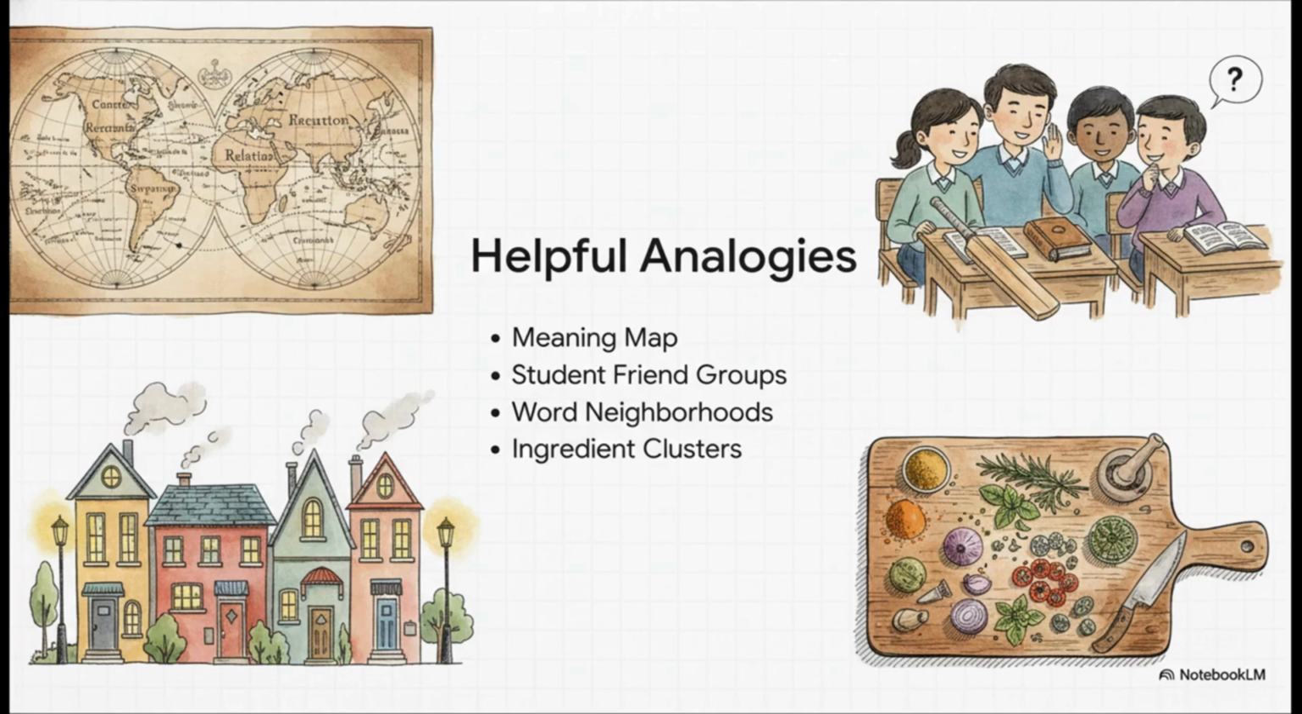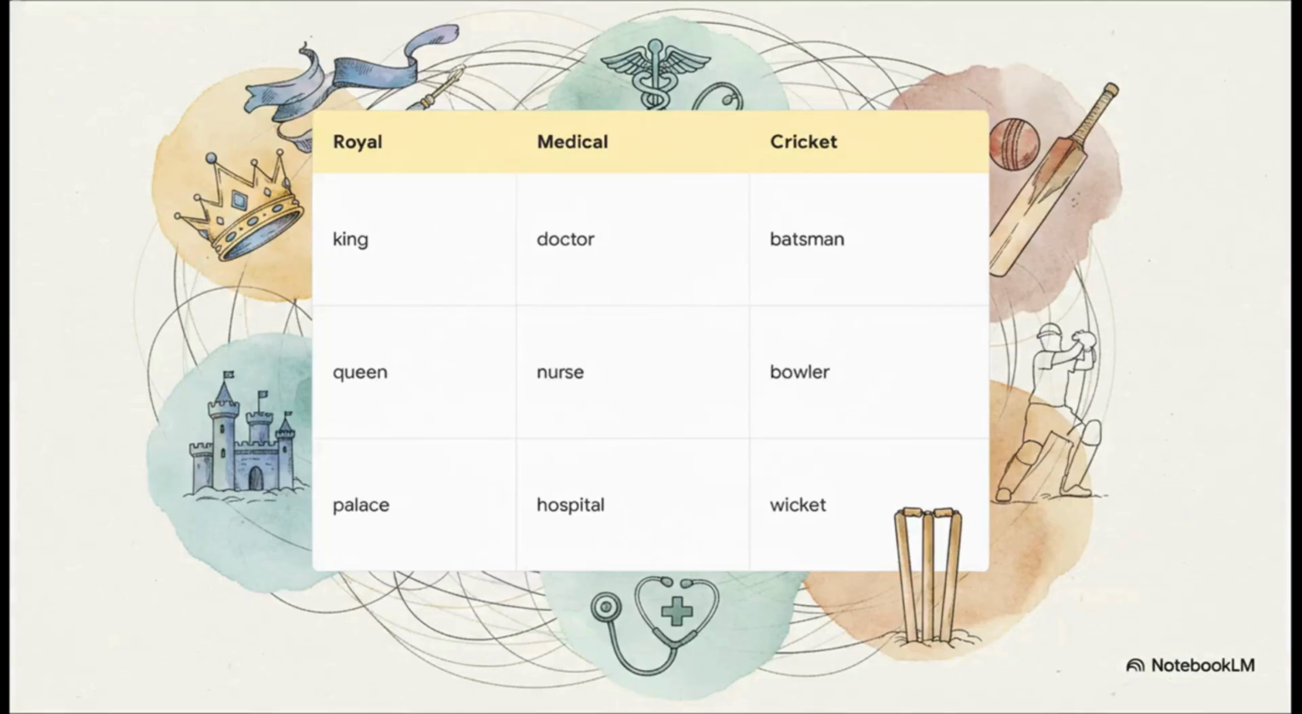This leads naturally to word neighborhoods and ingredient clusters, where related concepts just naturally group together in space. And this brilliantly illustrates how these clusters actually work once they're mapped out. You've got the royal neighborhood, which groups king, queen, and palace. Right next to it, in a completely different mathematical location, is the medical neighborhood, with doctor, nurse, and hospital. And somewhere else entirely, a cricket cluster with batsman, bowler, and wicket. Words just naturally form these distinct clusters in the vector space based purely on how we use them.